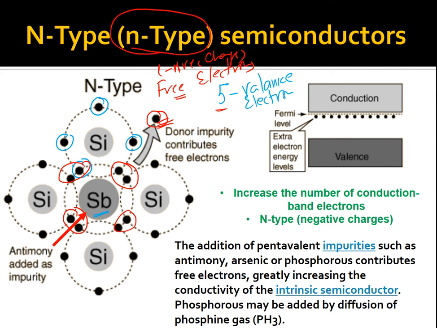semiconductor materials. So when we add a pentavalent impurity to pure silicon, the extrinsic semiconductor material, we have free electrons, and such a construction is called an n-type semiconductor material.